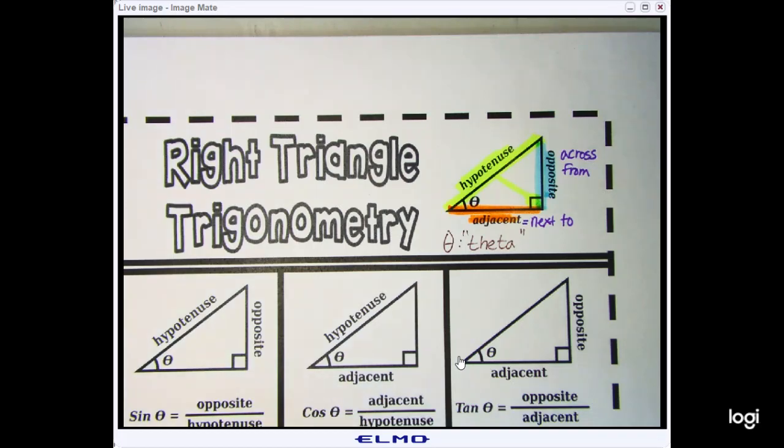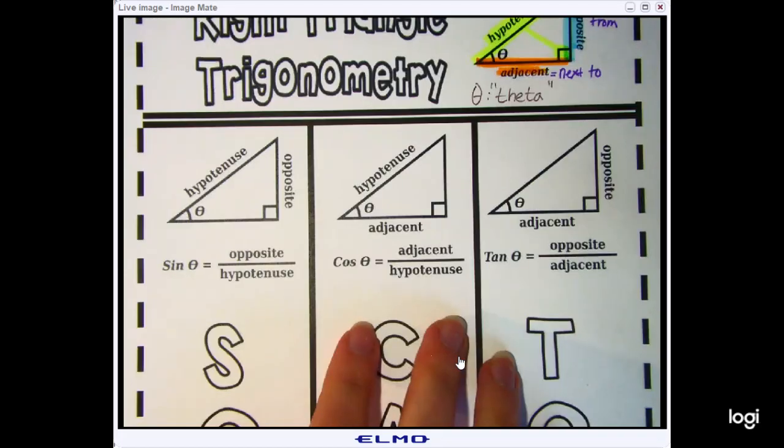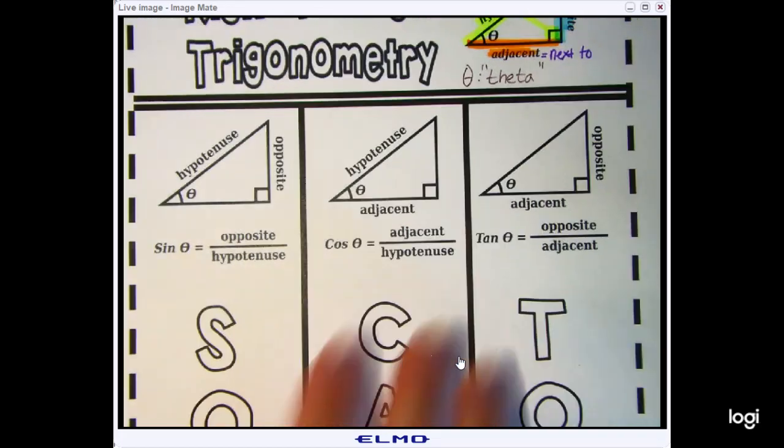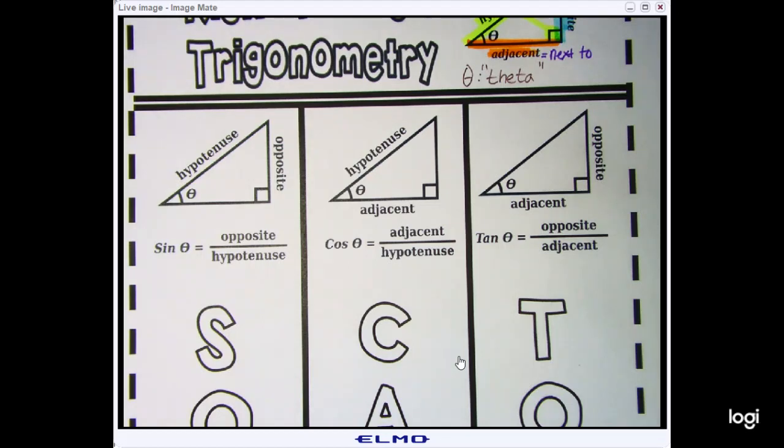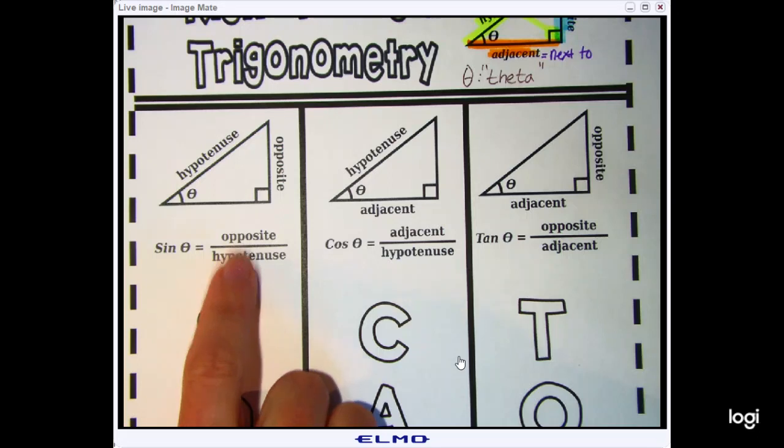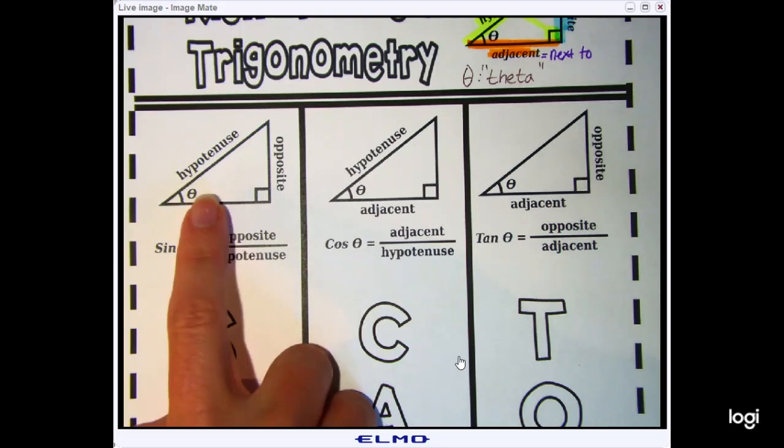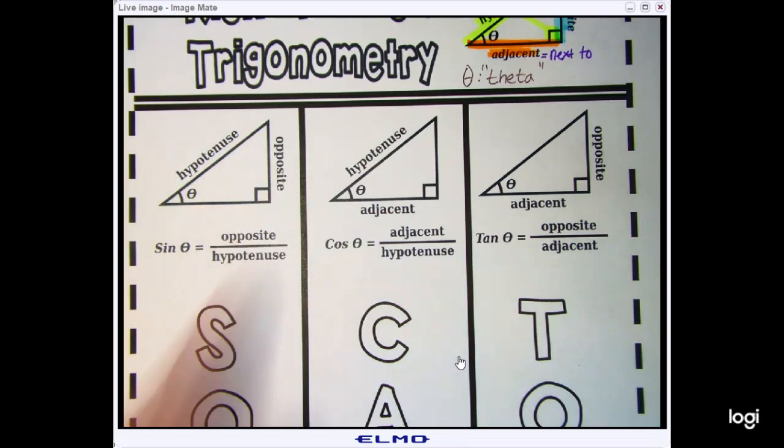Sine, cosine, and tangent. These are all simply proportions written in fraction form of our sides. After I finish this video, I'll do a short one showing you some of how your homework is going to work today.